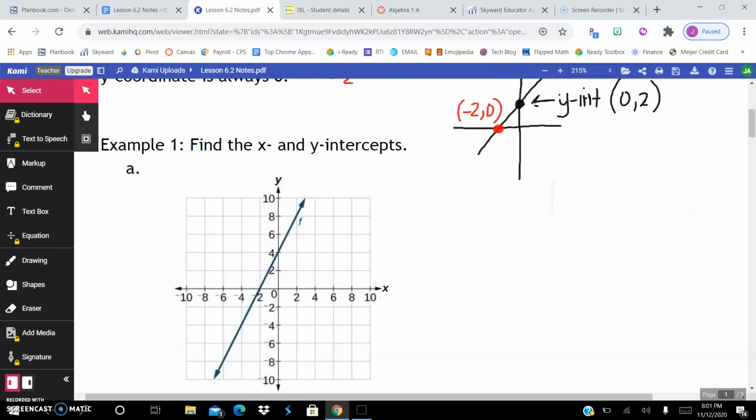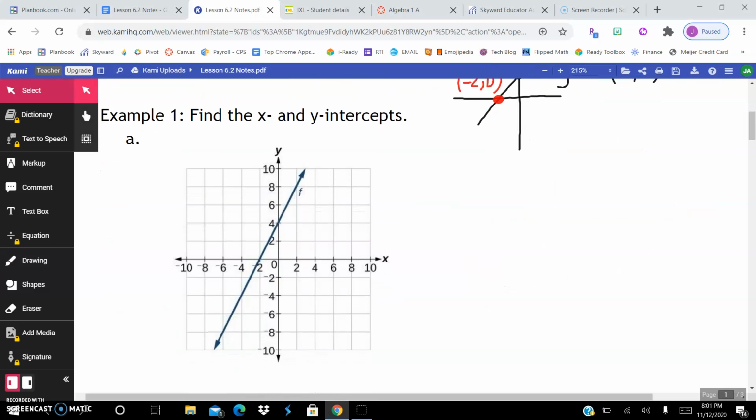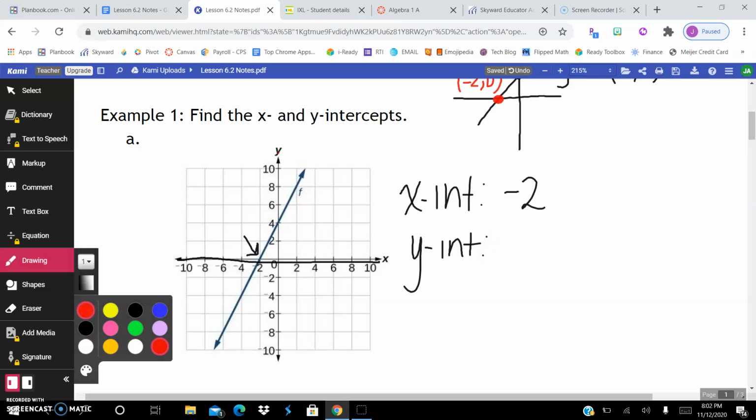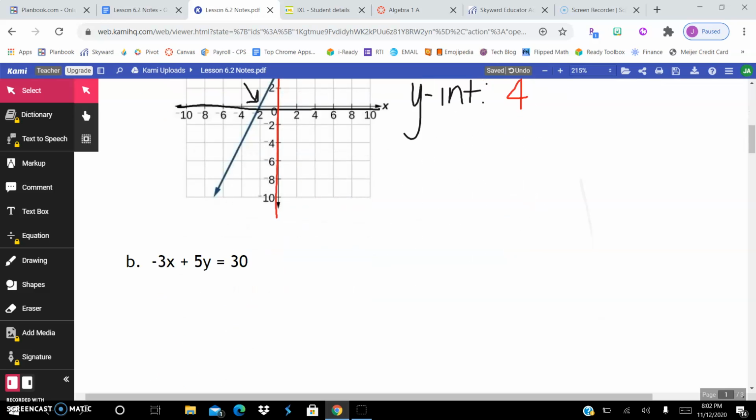For example 1, you're given a graph, and you're just asked to simply find the x and y-intercepts. So x-intercept, we look at the x-axis, which is right here, and we're crossing right there at -2, so my answer would be -2. The y-intercept is where does it cross the y-axis? This is the y-axis, and we're crossing right here at +4, so 4 is my y-intercept.